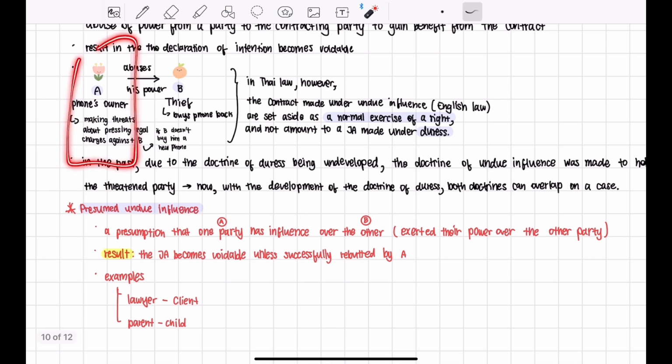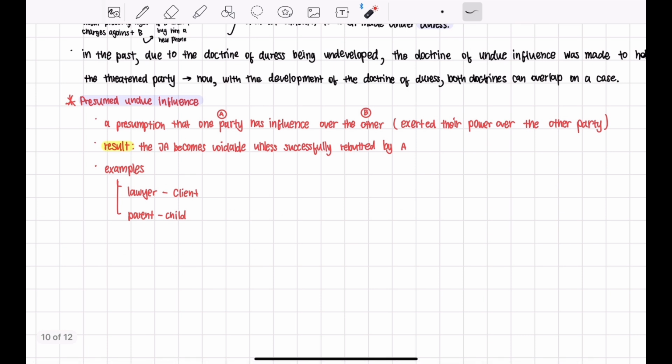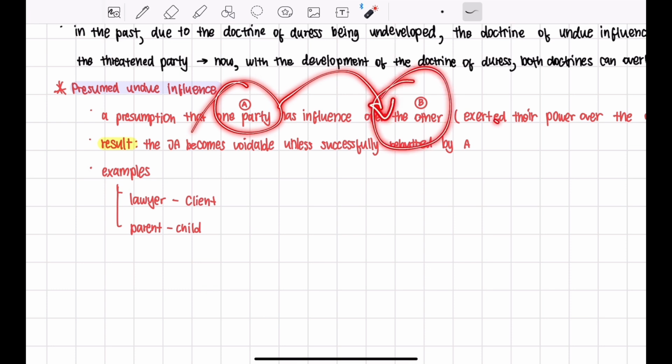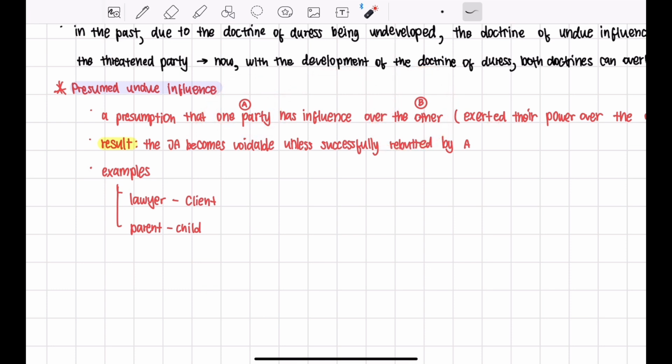It is when a party actually has more power over the other because of what was happening. But there is also something called presumed undue influence, which is a presumption that one party has influence over the other party and would naturally exert their power over them. And the result is that the declaration of intention made by this party will become voidable unless this party successfully rebuts in court that they had no influence over the other. Because it is just a presumption, not an actual thing that's happening, but the law will presume that this party has influence over the other because of something called a special relationship.